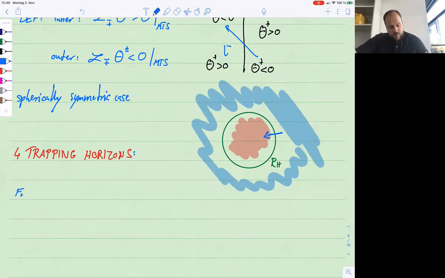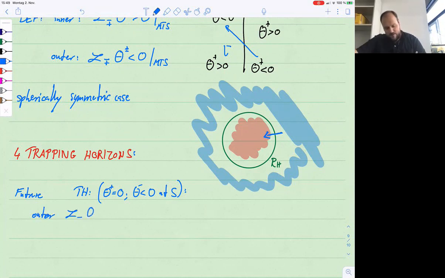So we have a future outer trapping horizon, which is defined by the following. We have theta plus equals zero, marginally trapped in the future, and this is smaller at S. Let's say we have future trapping horizons. Those are defined by that. And we have an outer one, which is given by L minus theta plus smaller than zero at the marginally trapped surface. And this is clear. When we are ingoing, we get trapped. So the expansion becomes negative, it changes sign in this direction.